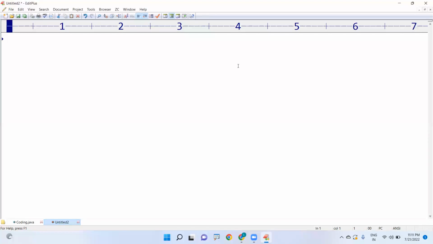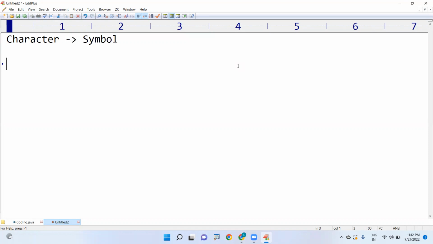Hi everyone. In this video, I am going to explain how to check whether the given character is a special symbol or not. First of all, how can you decide the character is a symbol?